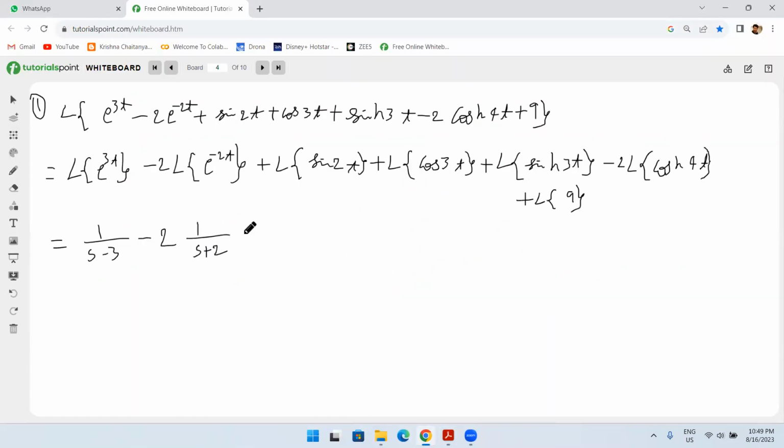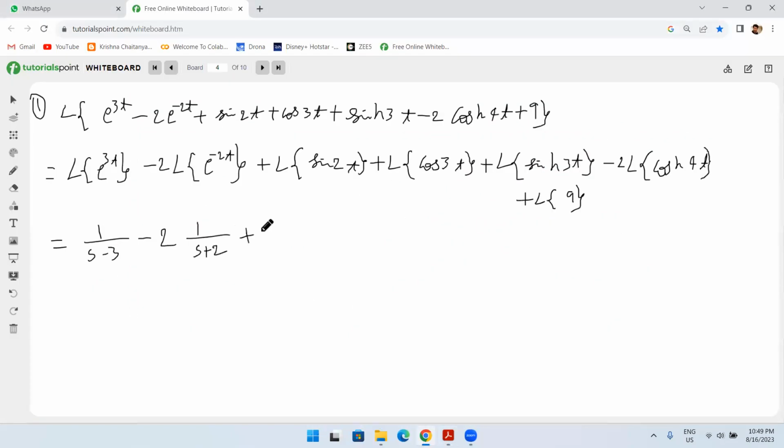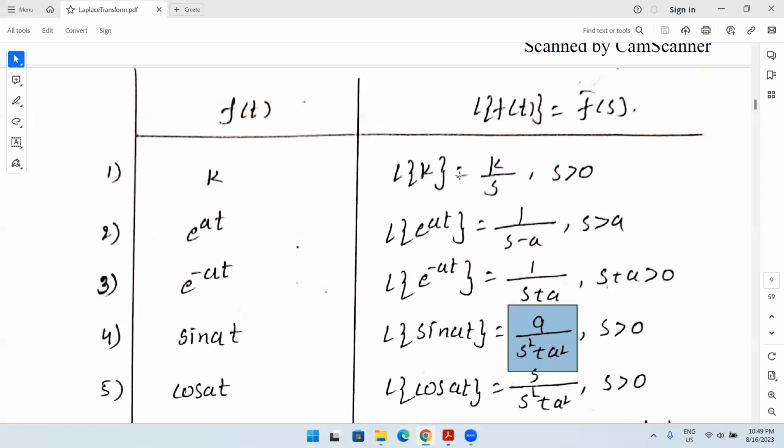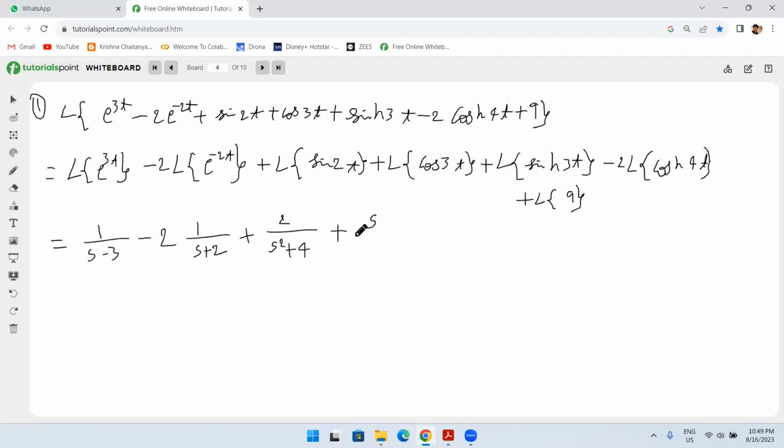And next, plus sin 2t. Sin at is a by s square plus a square. Here in this case, what is a? 2. So 2 by s square plus 2 square. What is 2 square? Nothing but 4. I'll write 4 directly, and plus 3 cos 3t. Cos at is s by s square plus a square. So here s by s square plus a square. What is a square? 3 square is nothing but 9.